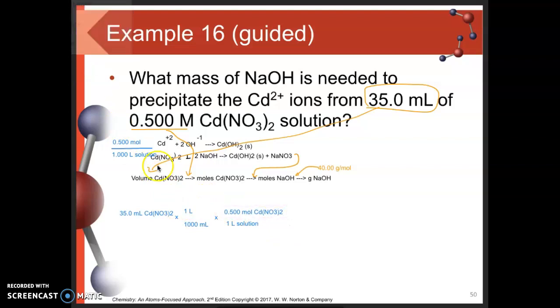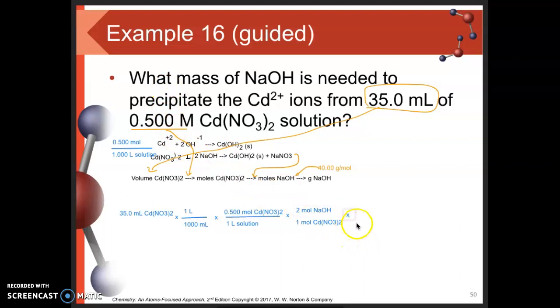And now I've got my moles of cadmium nitrate. I've completed the first step. The second step is to use the balanced chemical equation. I need to convert my moles of cadmium nitrate. The coefficient here is 1, so 1 mole of cadmium nitrate for every 2 moles of sodium hydroxide.